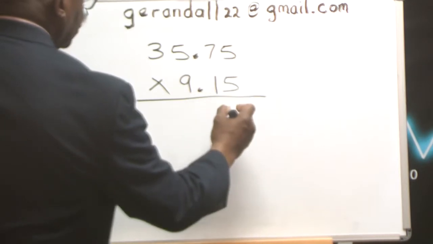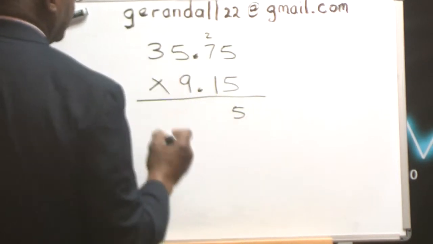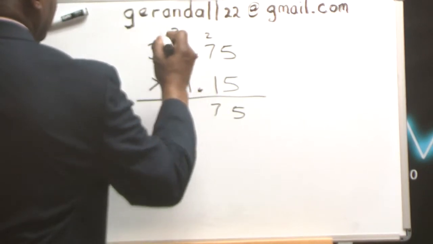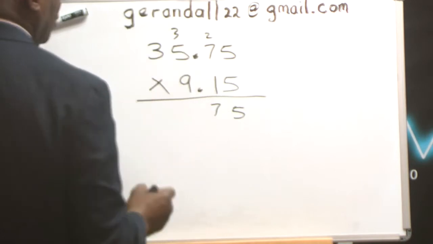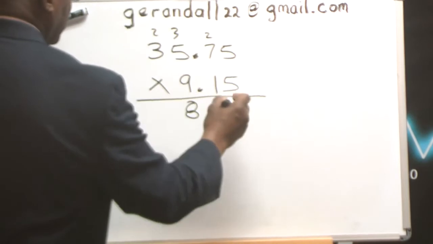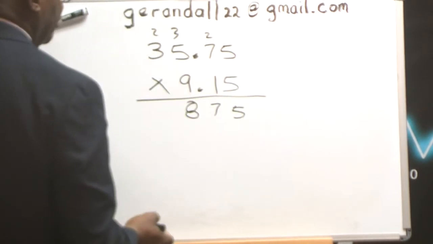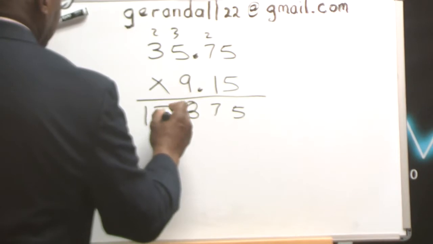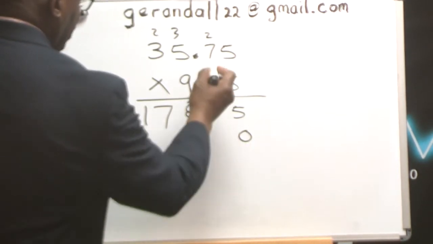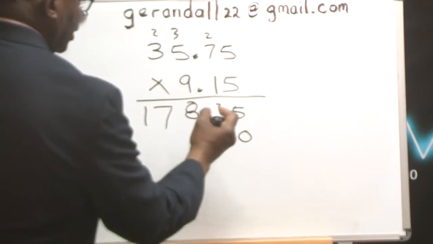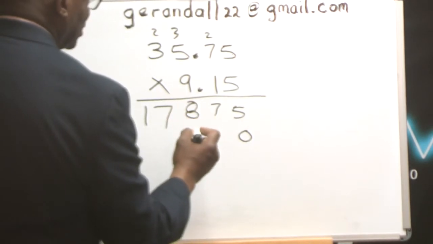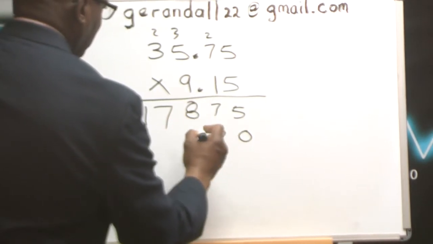5 times 5, 25, carry 2. 5 times 7, 35 plus 2, 37, carry 3. 5 times 5, 25 plus 3, 28, carry 2. 5 times 3, 15 plus 2, 17. Now, we always do that so that we're in the right line. And again, 1 times anything, and that's 35 and 75/100ths, is that. So we just repeat.